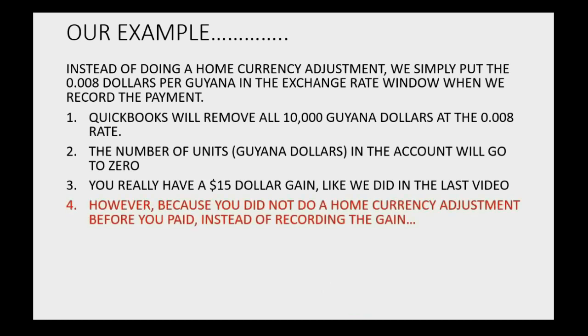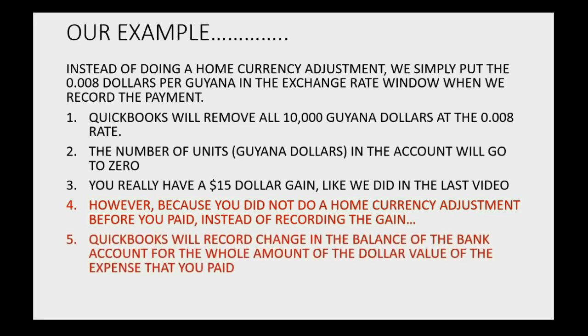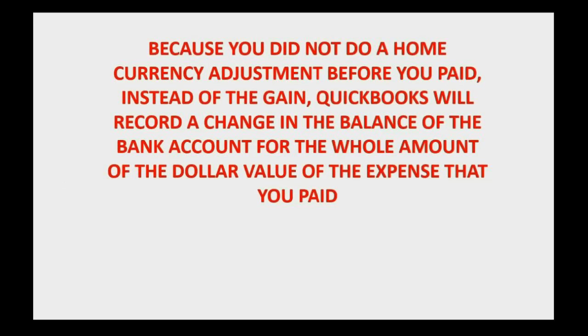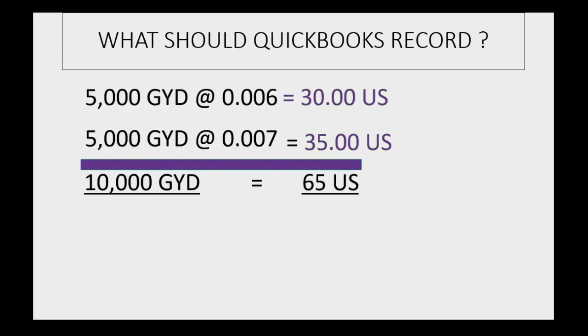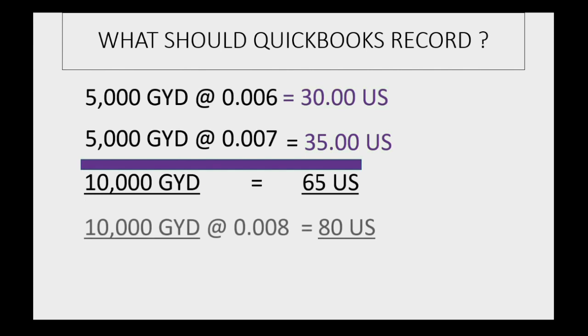However, because you did not do a home currency adjustment before you paid, instead of recording the gain, QuickBooks will record a change in the balance of the bank account for the whole amount of the dollar value of the expense that you paid. Now that's the crucial point. Let me say it again. Because you did not do a home currency adjustment before you paid, instead of recording a gain, QuickBooks will record a change in the balance of the bank account for the whole amount of the dollar value of the expense that you paid.